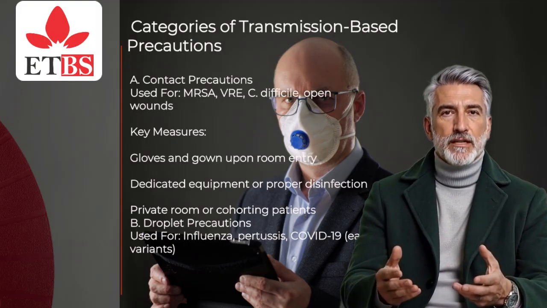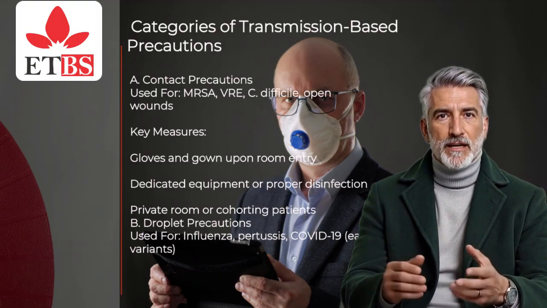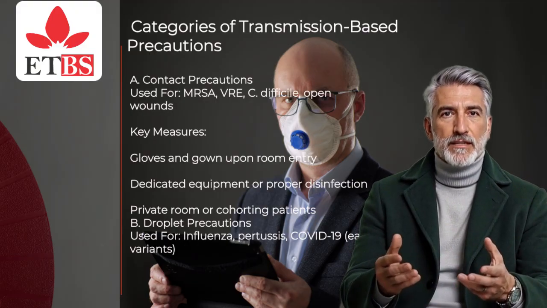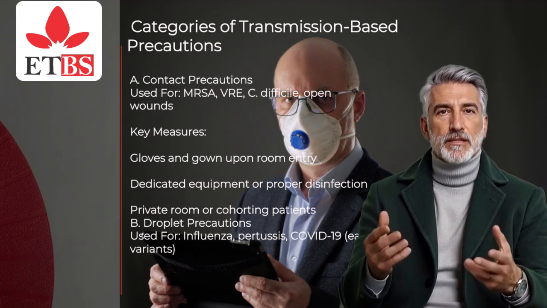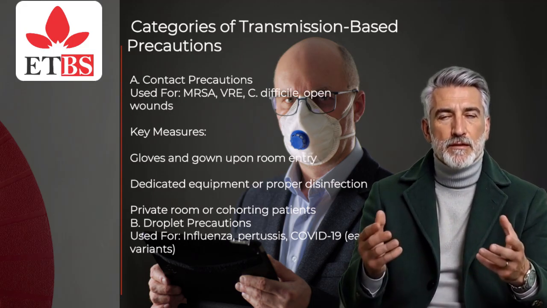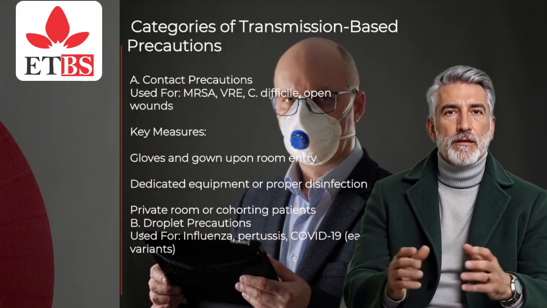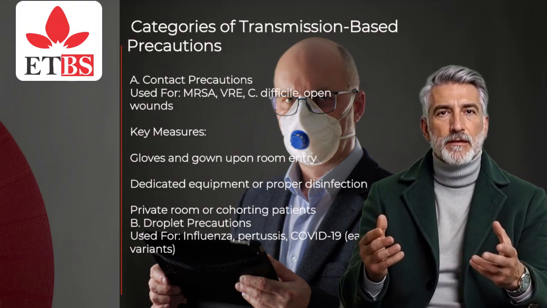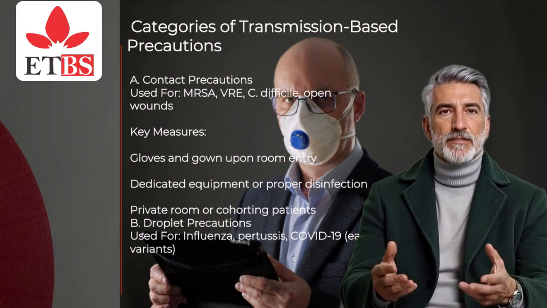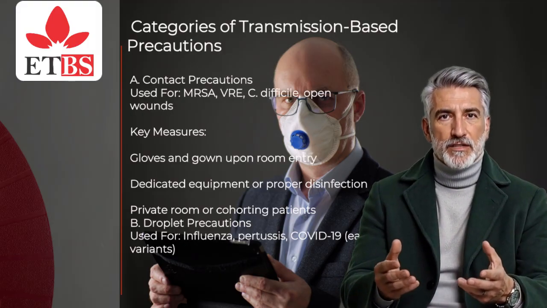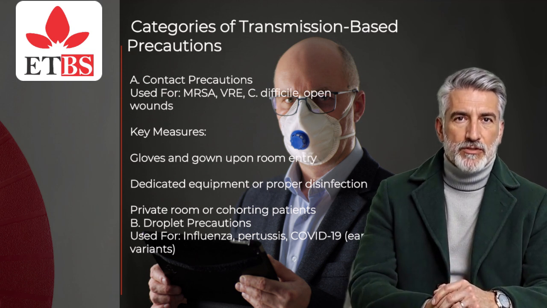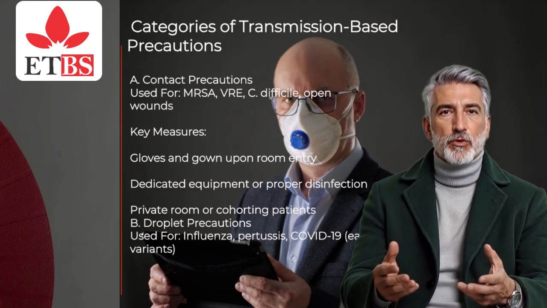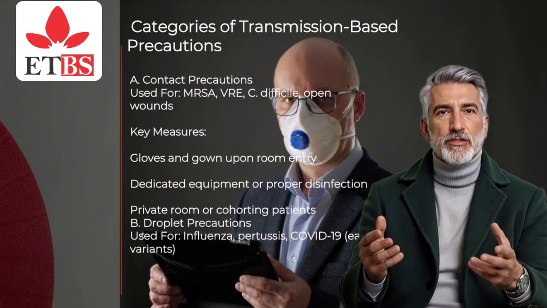B. Droplet precautions: used for influenza, pertussis, COVID-19 early variants. Key measures: surgical mask within 1 meter of patient, eye protection if splash is anticipated, patient wears a mask when being transported. C. Airborne precautions: used for tuberculosis, measles, chickenpox, COVID-19, aerosol generating procedures. Key measures: N95/FFP2/FFP3 respirators, negative pressure isolation rooms, AIIRs, keep room door closed at all times, limited patient movement.